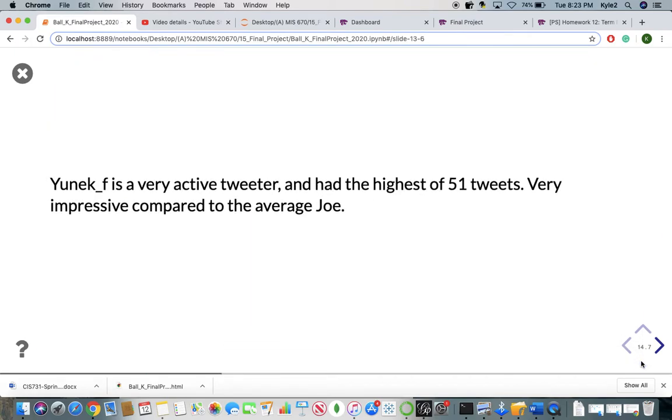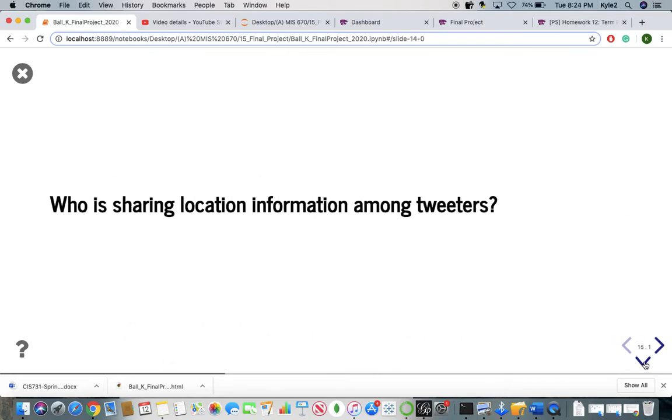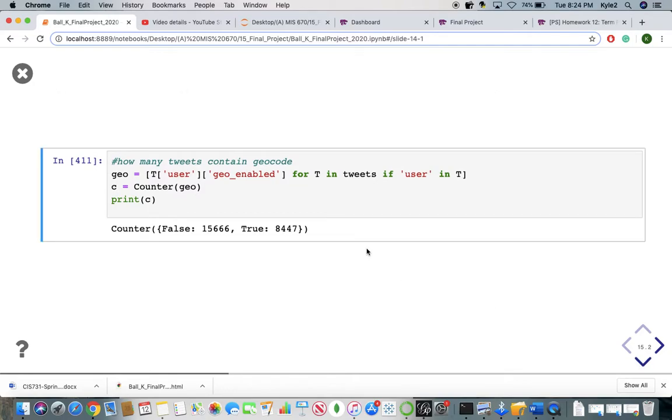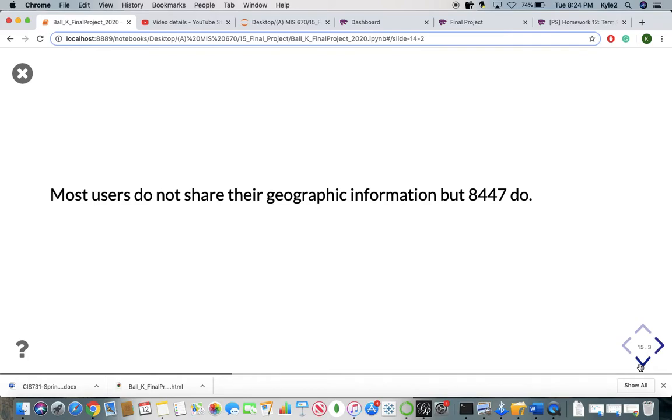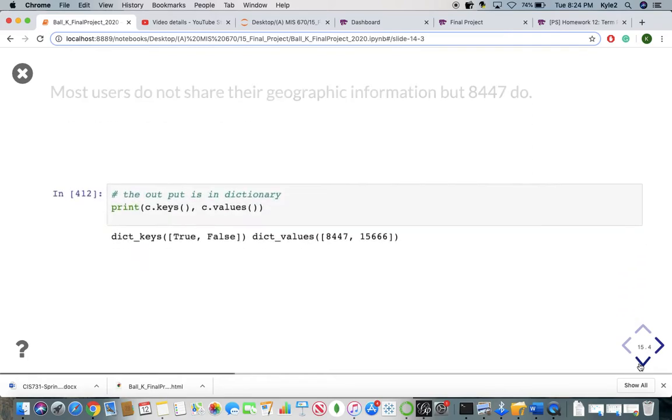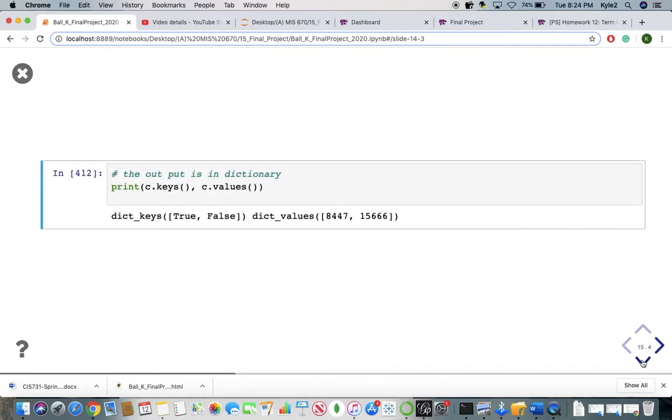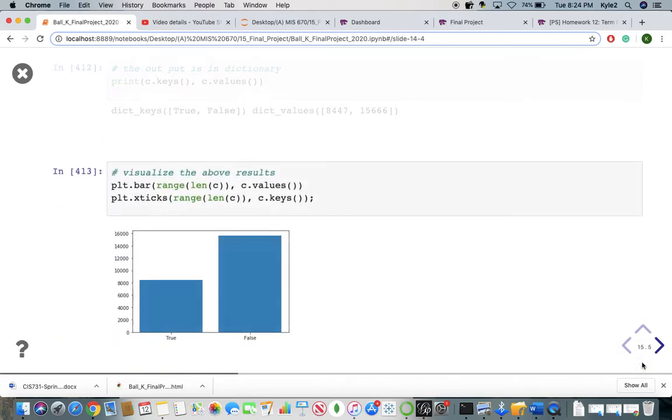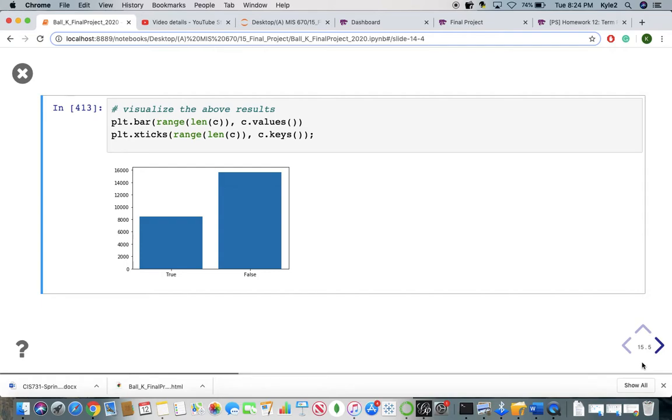So you could deem this person as someone you want to promote your brand, but how influential are they actually? Next, this is a little geolocation. This can come up bigger later on. 8,447 people do share their geographic information to some degree. Not all of them to the same degree; some could just be country, city, etc. So that's going to come up later. The majority of people do not.